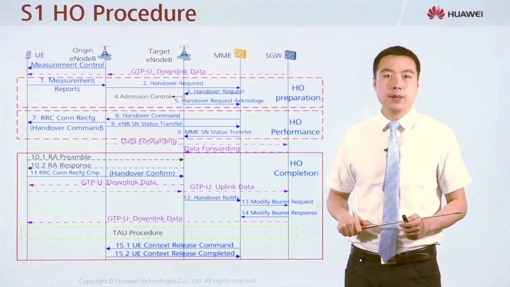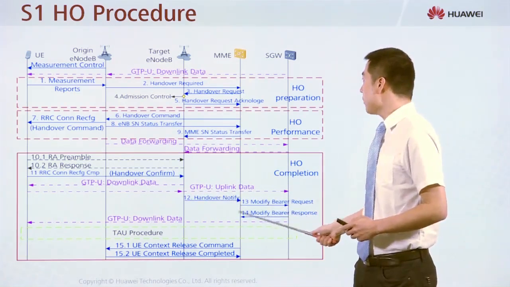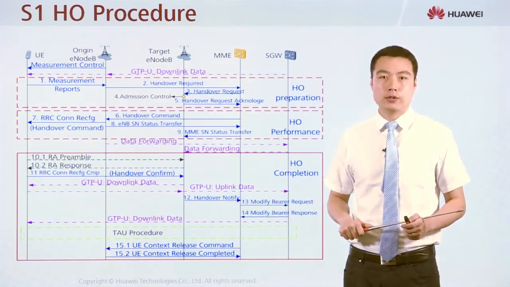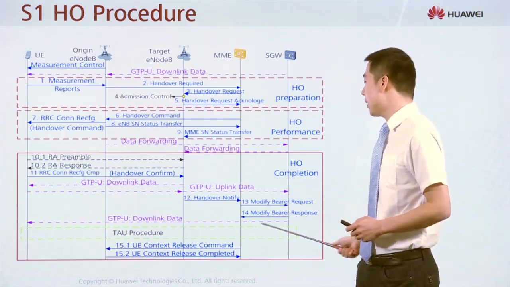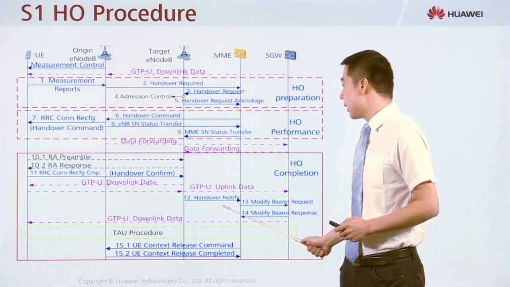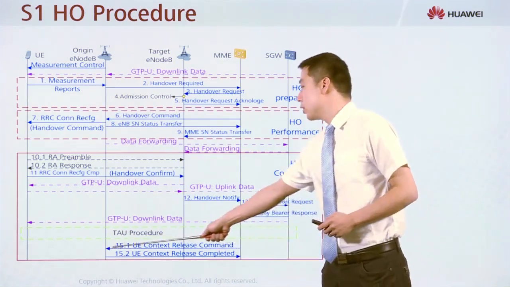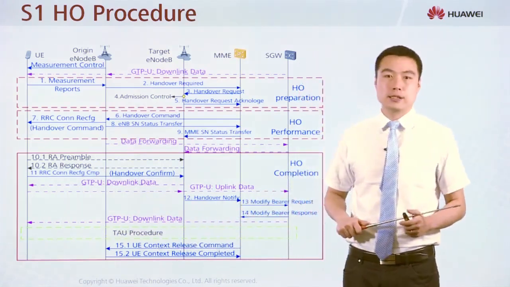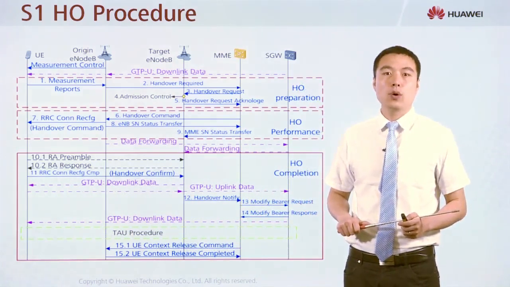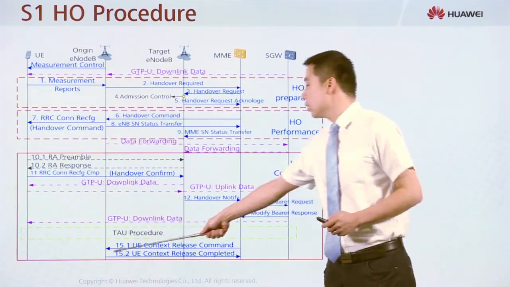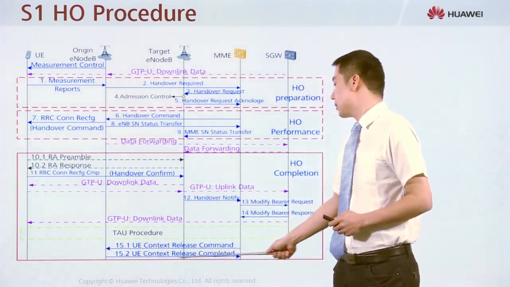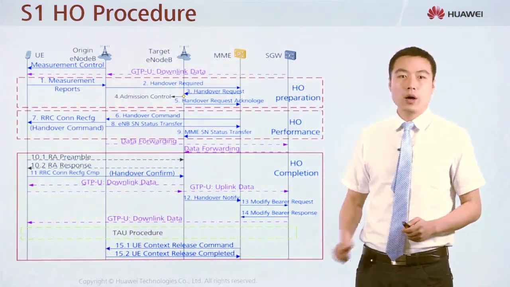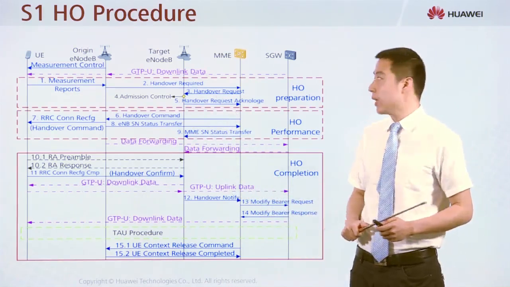Same functions, same purpose. The MME and the SGW will modify the bearer and change the path from the source eNodeB to the target eNodeB. After the path switch is finished, the MME will send the UE context release command message to the source eNodeB, telling it whether the handover succeeded or failed, and if it failed, what the reason for the failure is. The source eNodeB will then send the context release complete message to the MME. All of this is the procedure for the S1-based handover.